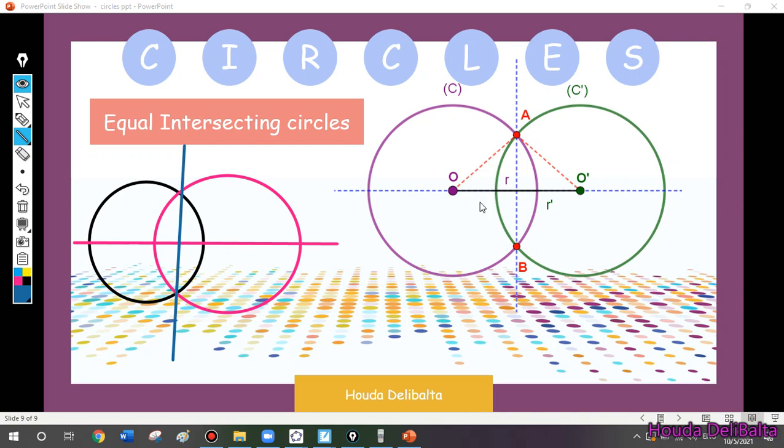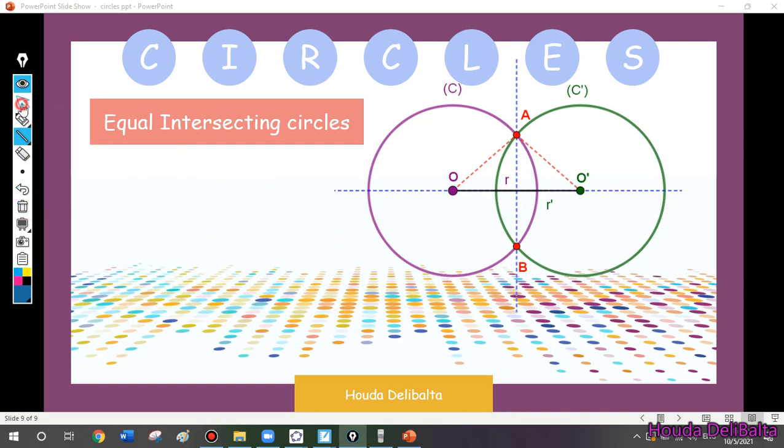In equal intersecting circles, I repeat, we have two axes of symmetry. One of them is the line holding the centers, and the other is the line holding the points of intersection. While in intersecting circles that are not equal, as in this figure here, the only axis of symmetry is the line holding the centers, O and O prime. That's our revision.